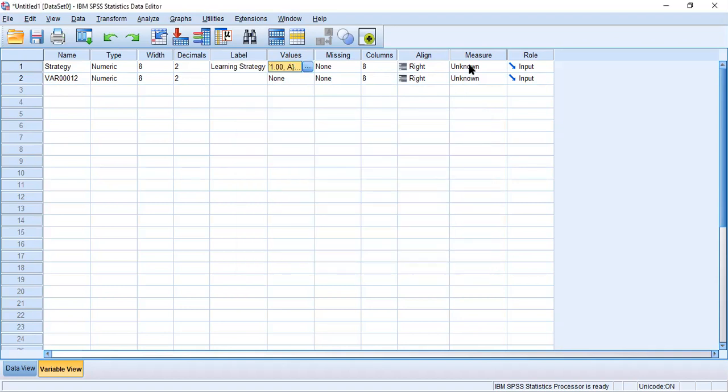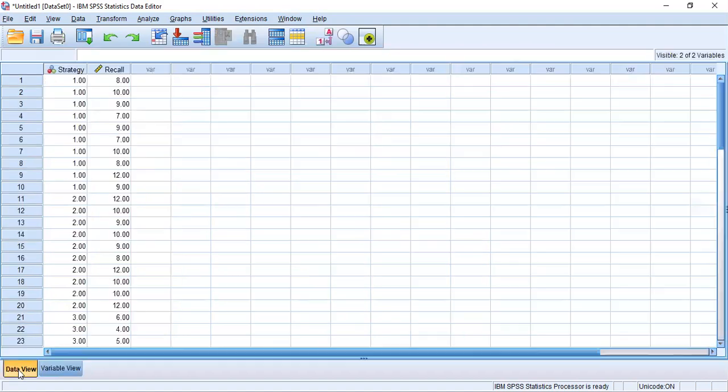I'm saying okay, and then we go to the measure. Measure is nominal here. It is multinomial because we have three categories. Coming to the second variable, which is the dependent variable, it is recall. Actually it is word recall, which I am mentioning in the label. Values are not to be mentioned because the number of words recalled itself has a meaning, that is how many words the respondent or student is remembering. The measure naturally is scale. So in the data view, we have strategy as the independent variable and recall as the dependent variable.